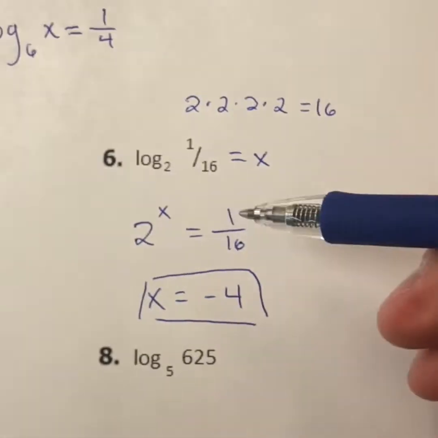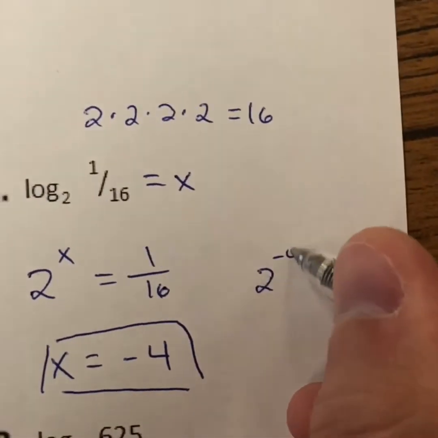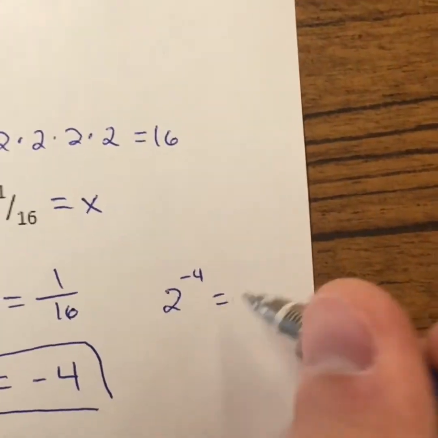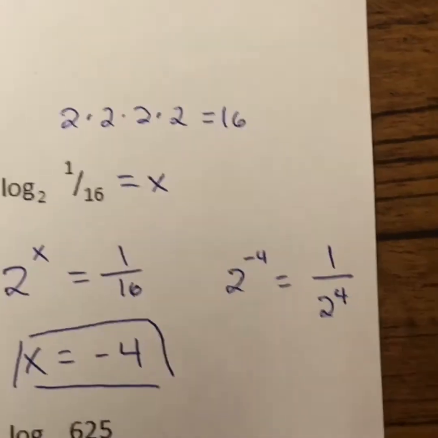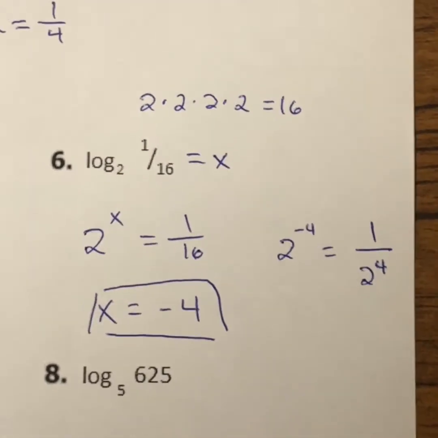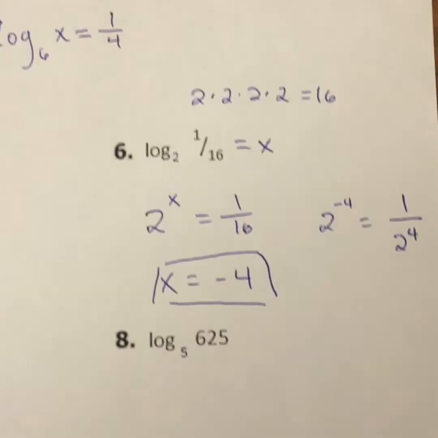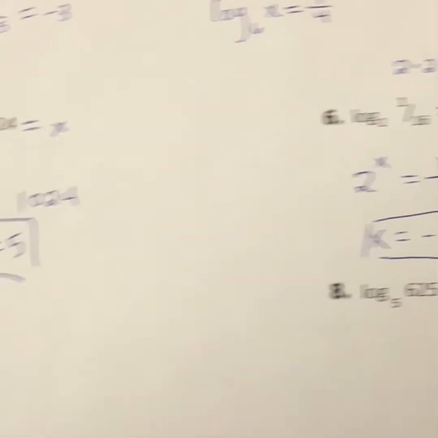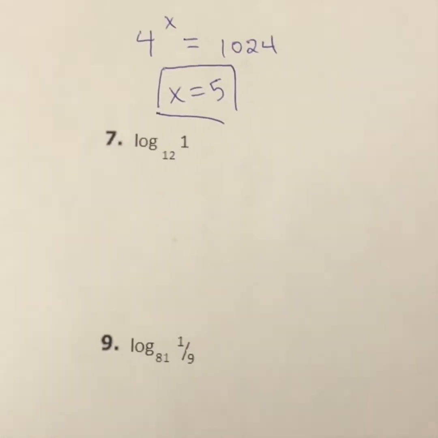That will make it a fraction, because when we say 2 to the negative 4th, that really equals 1 over 2 to the 4th, which is 1 over 16. So x equals negative 4. If you need to review your exponent rules, feel free to search for that on YouTube. There are some really good exponent review videos out there for your exponent laws and rules.